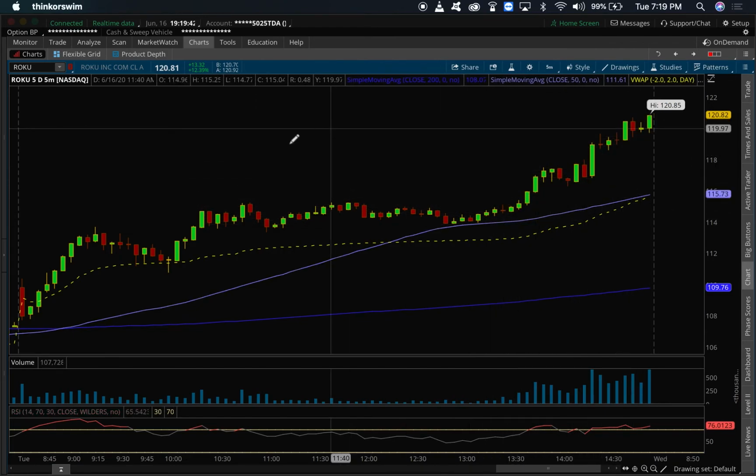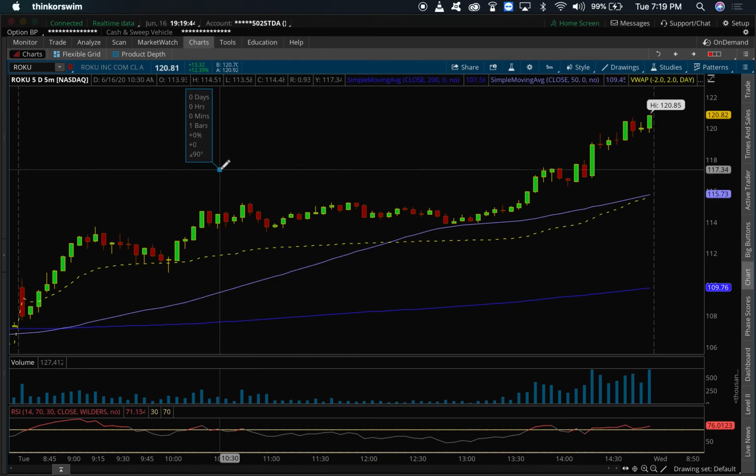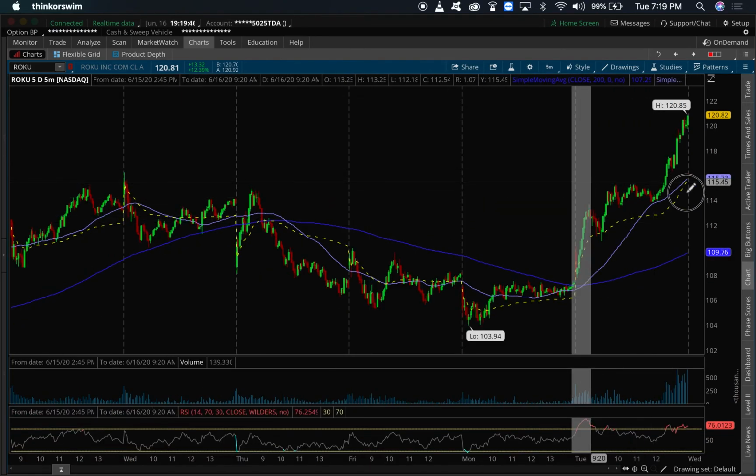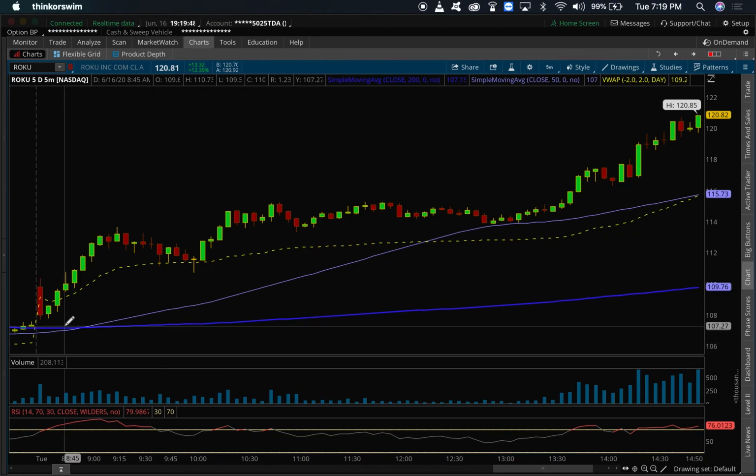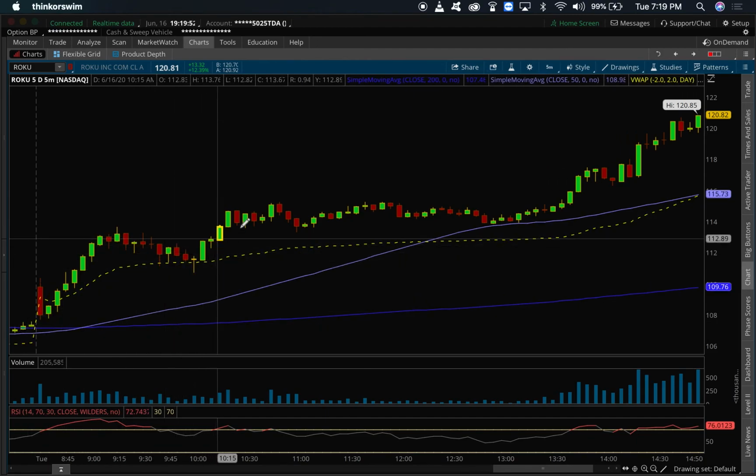Okay, so make sure that when you're using these indicators to day trade, you're using them together. You're not just using one indicator, but this was definitely a sign of strength with the bounce here. And then it just ripped and roared, 7% the rest of the day right there.